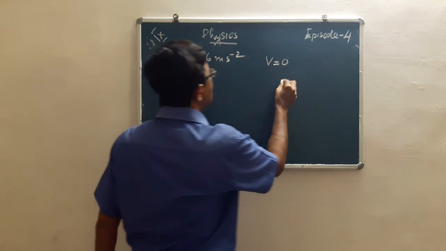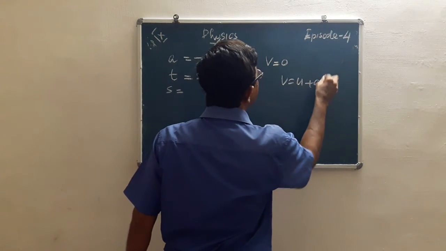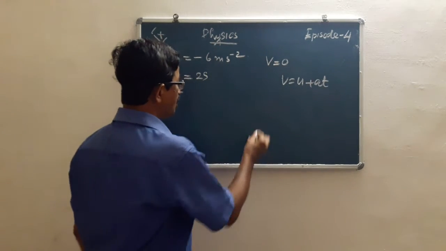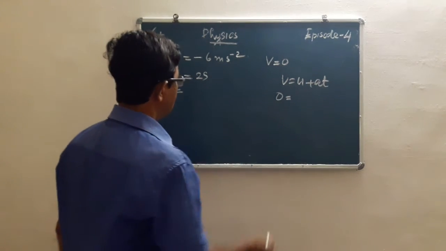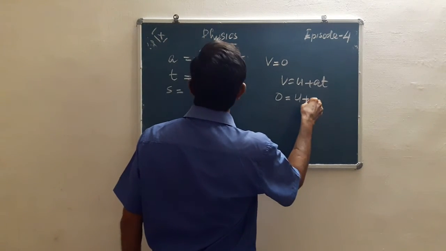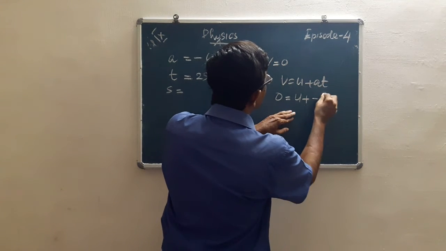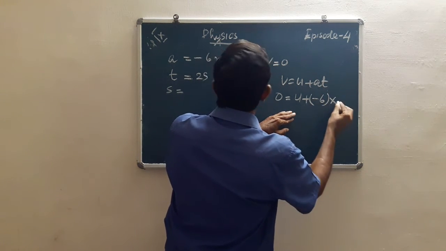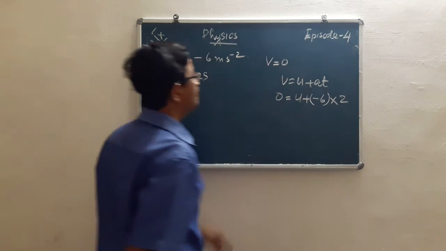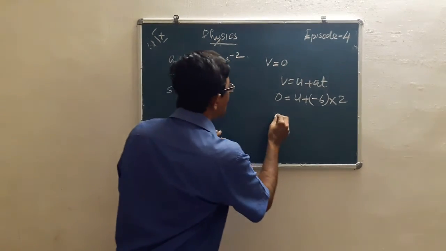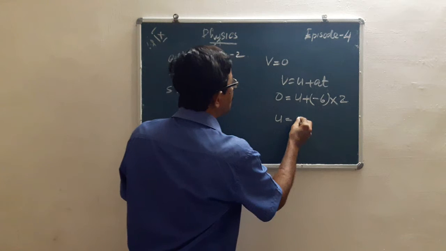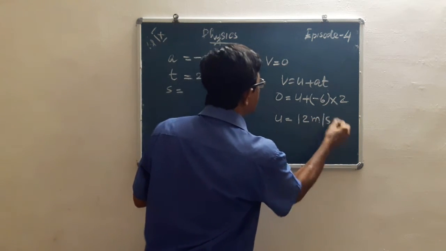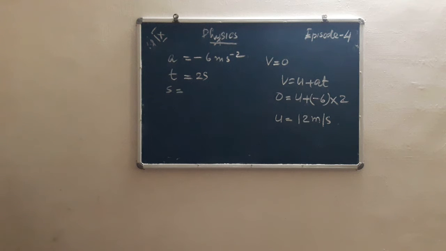So we know v is equal to u plus at, the equation. In this equation, final velocity is 0 is equal to u, which is not given, plus a, that is minus 6, into t, that is 2 seconds. Unit we can put later on. So u is equal to 6 into 2, 12, that is minus, when you bring it to the other side it becomes positive. So u is equal to 12 meter per second.